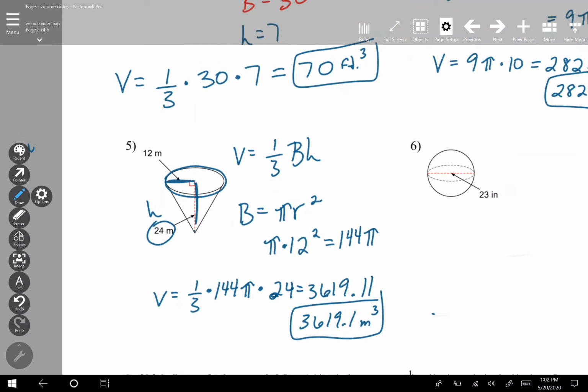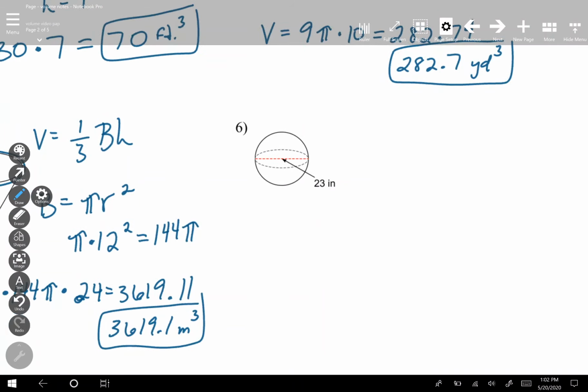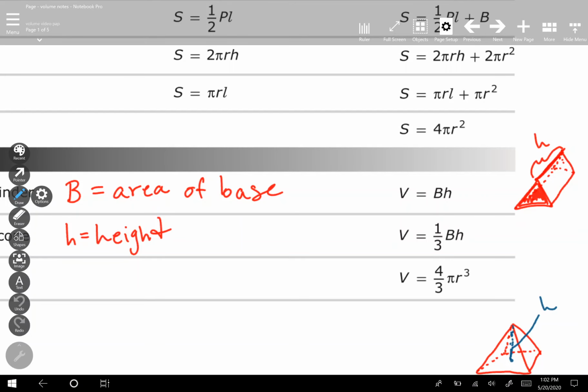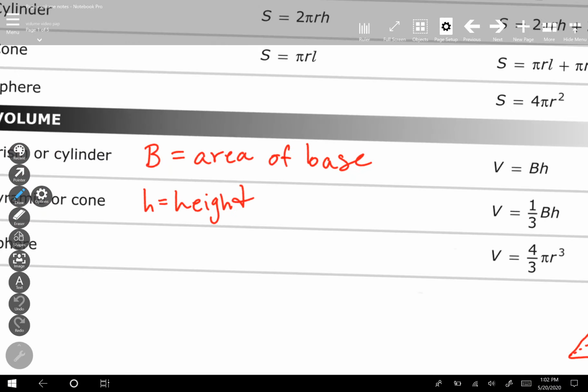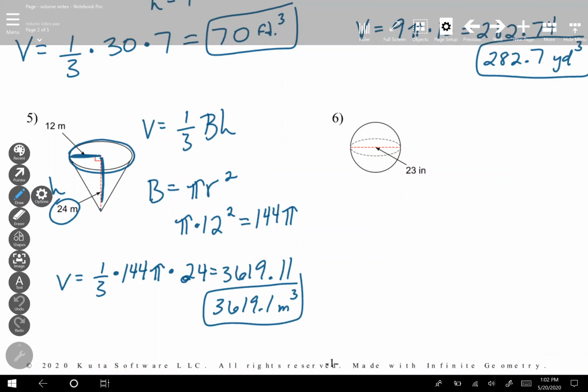Okay, next one. A sphere. A sphere is a little bit different. So let's go back to our formula chart. For a sphere, the volume formula is 4/3 pi r cubed. Be careful there. It's pi r cubed because volume is in 3 dimensions. So 4/3 times pi r cubed. So volume of a sphere is 4/3 pi r cubed.